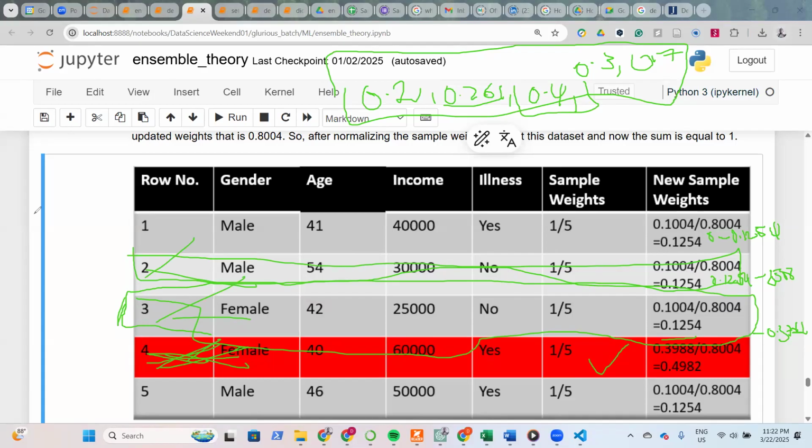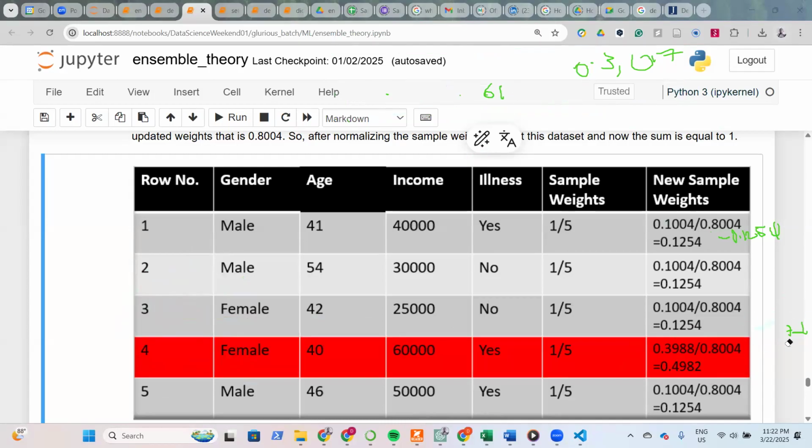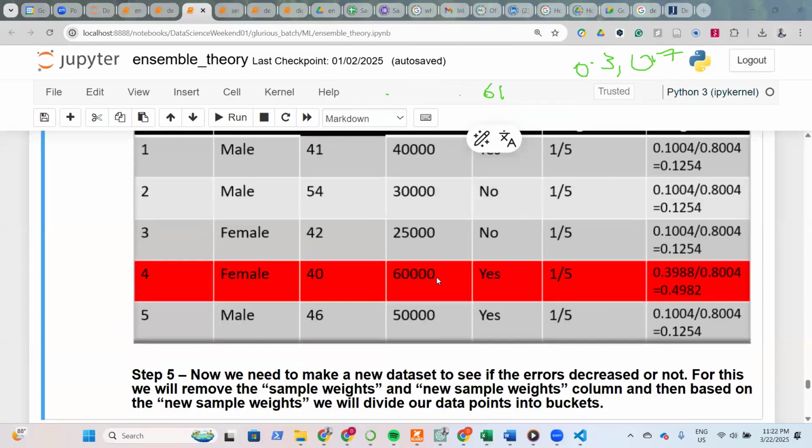Now, you notice that because the weight of this record that was wrongly classified is higher, the probability of a random number falling in that range is also higher. Do you understand that? That explains the smooth algorithm I was talking about, where the weights make the model look at certain data points more than others.